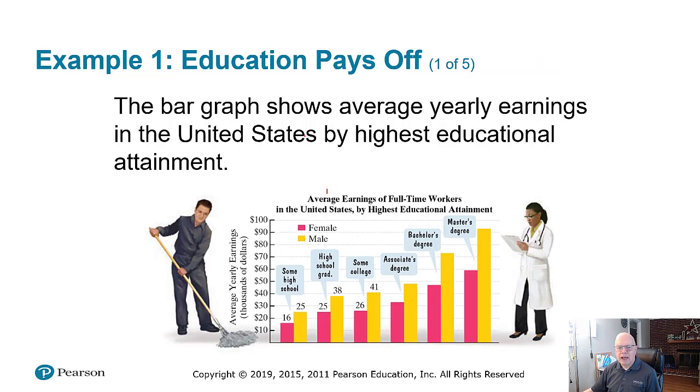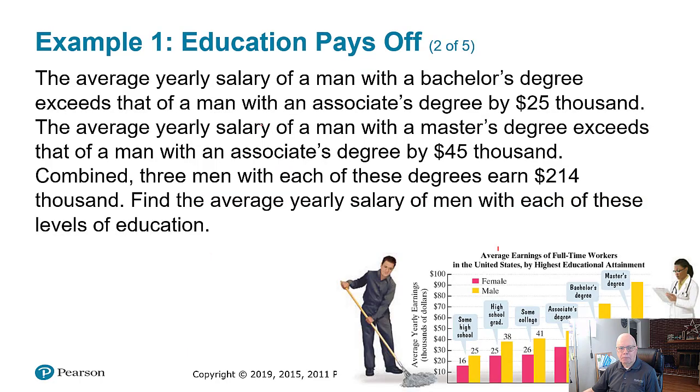Here we've got an application indicated by a bar graph. And you can see what it represents. Maybe you want to hit pause and take a look at that. It might be interesting to you. So the question is, the average yearly salary of a man with a bachelor's degree exceeds, that means is more than that of an associate's degree by $25,000.